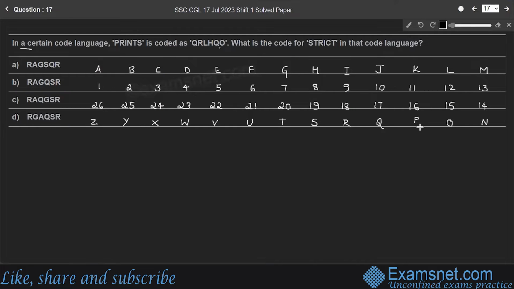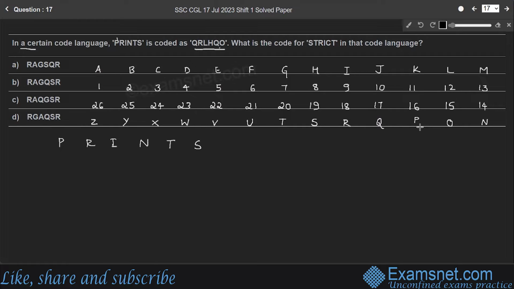Question 17. In a certain code language, PRINTS is coded as QRLHQO. What is the code for STRICT in that code language? For our reference, I have written the positional values of all the alphabets here. PRINTS is a 6 letters word.